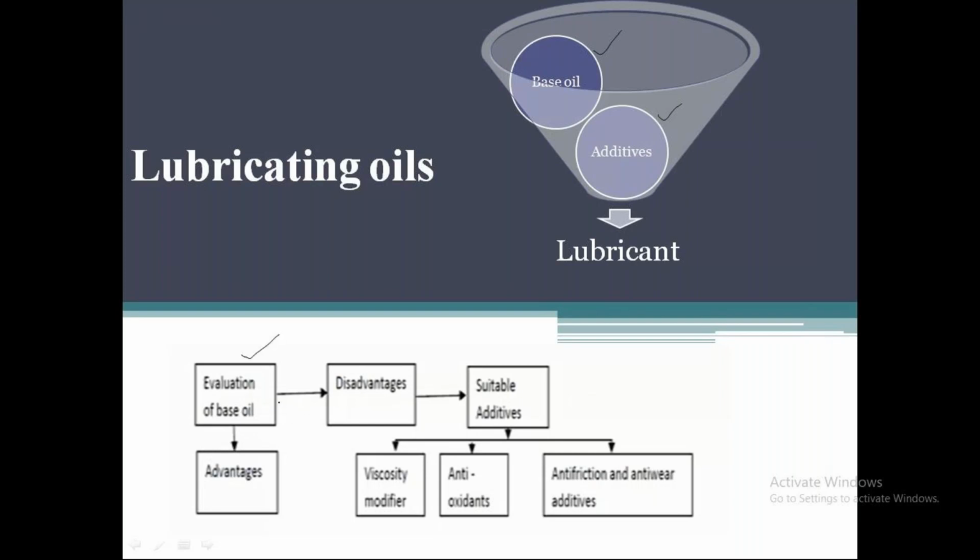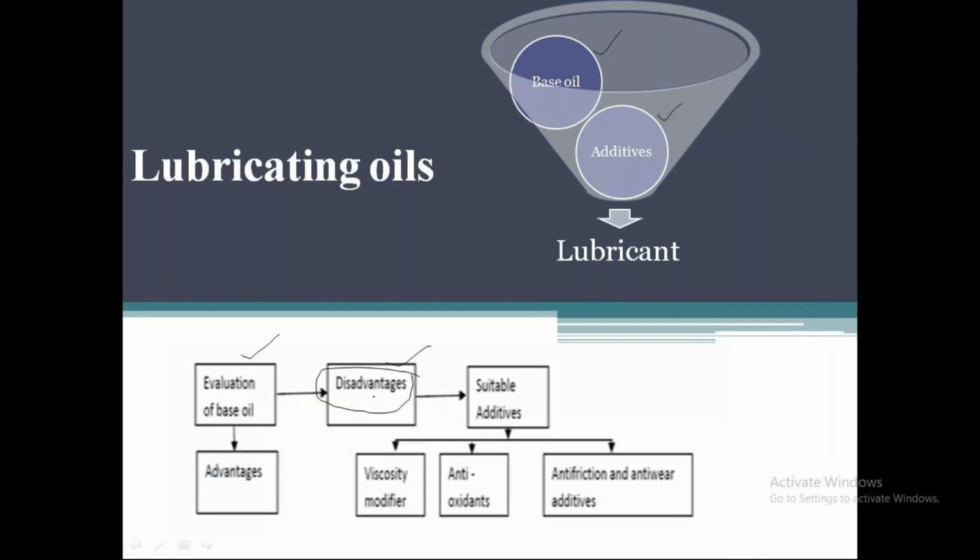We know that like humans, nothing is perfect, right? Every base oil has its own good qualities as well as bad qualities, or advantages and disadvantages. We have to evaluate the properties of the base oil first. That is the first criterion. Once we identify the advantages, we will move on to the disadvantages, because if there are disadvantages, we have to overcome them. If we have some issues, we will find solutions for them.